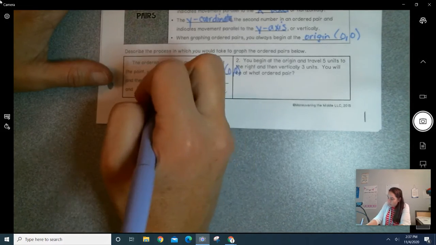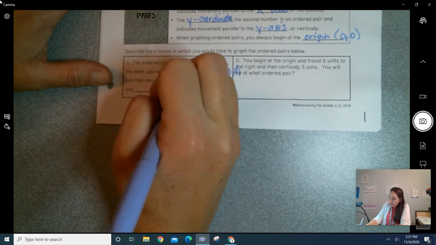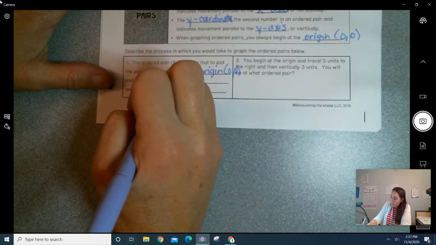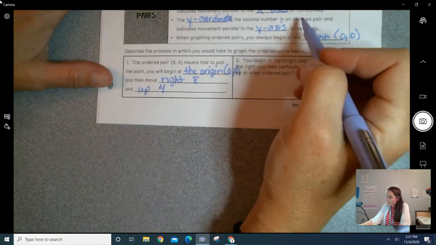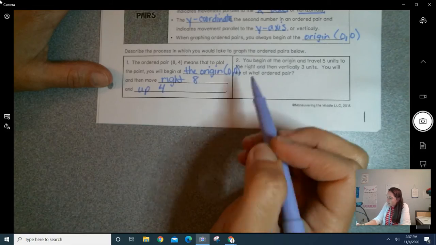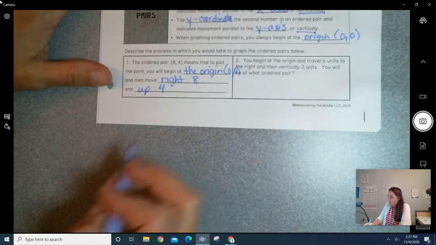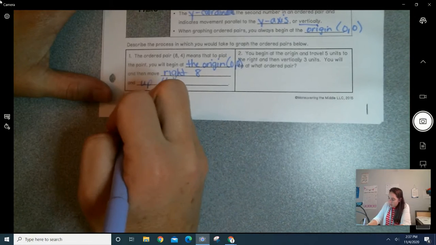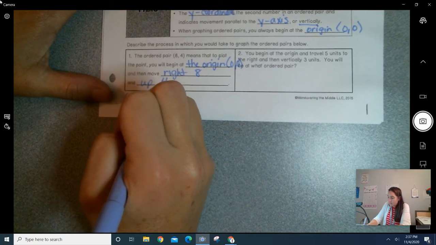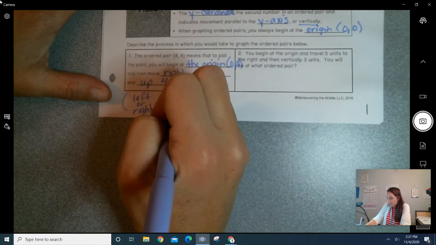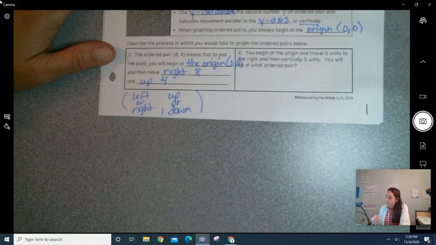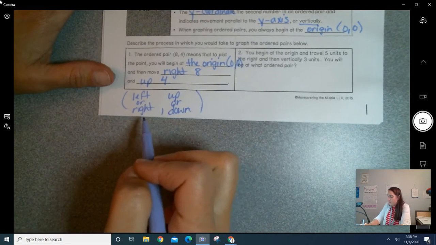And then move right 8 and up 4. So the first number is the horizontal number, and the second number is the vertical number. Sometimes I like to say it like this: the first number is left or right, the second number is up or down. In this case, we're not talking about negatives yet, we're just doing positive. So we're just going right and up.